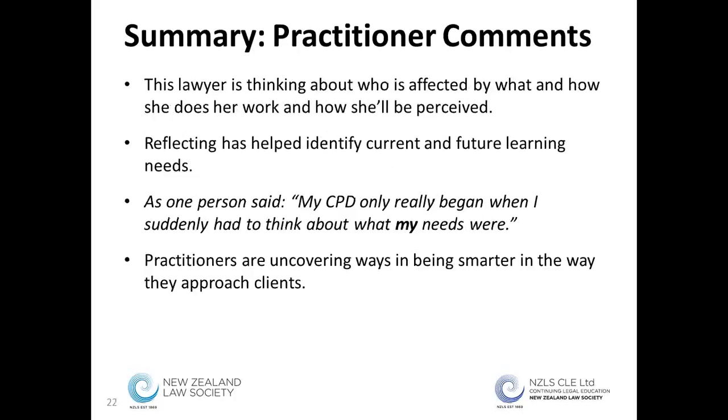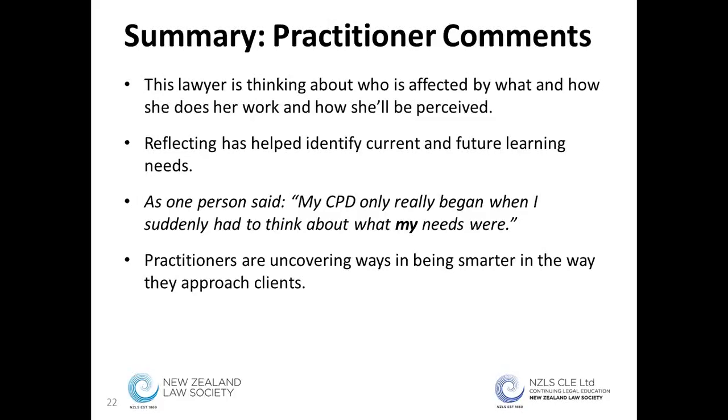Third, one practitioner said she was taking time to think about how she did whatever it was she did and why. She's also thinking about who is affected by it and how she does her work and how she'd be perceived. These are all important aspects. What's the output? What's the effect? And how will I be perceived? All important things for the practitioner on different levels. The quality of legal practice, the influence on the client's well-being, and the output for the practitioner and her reputation.